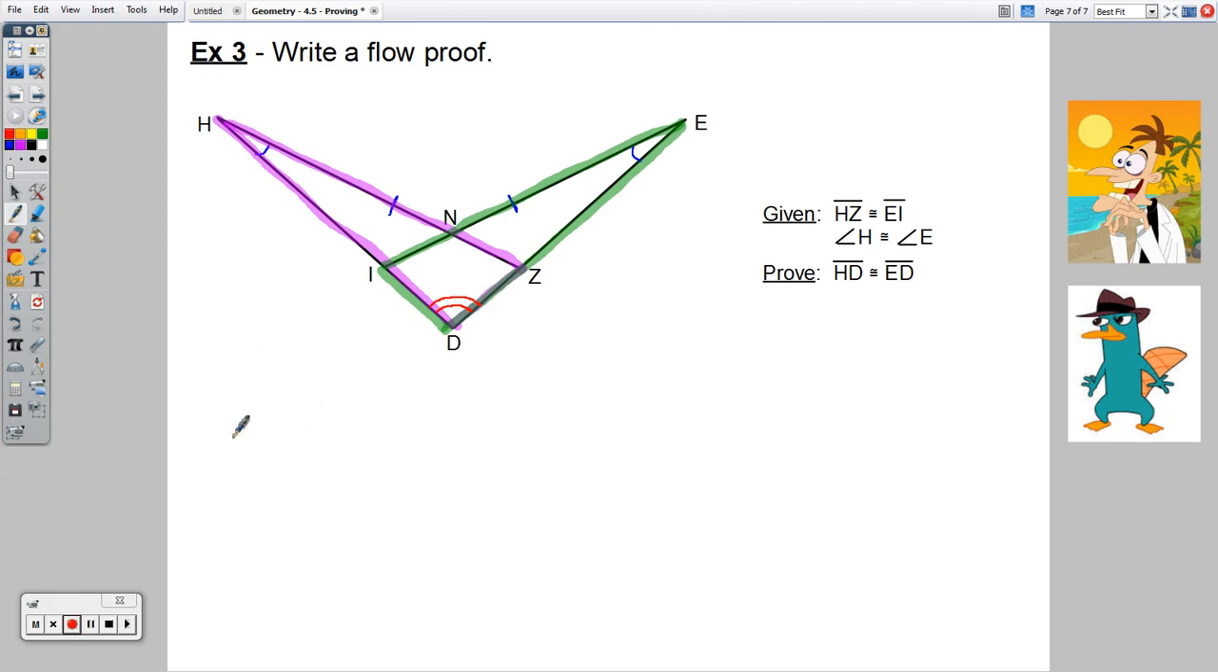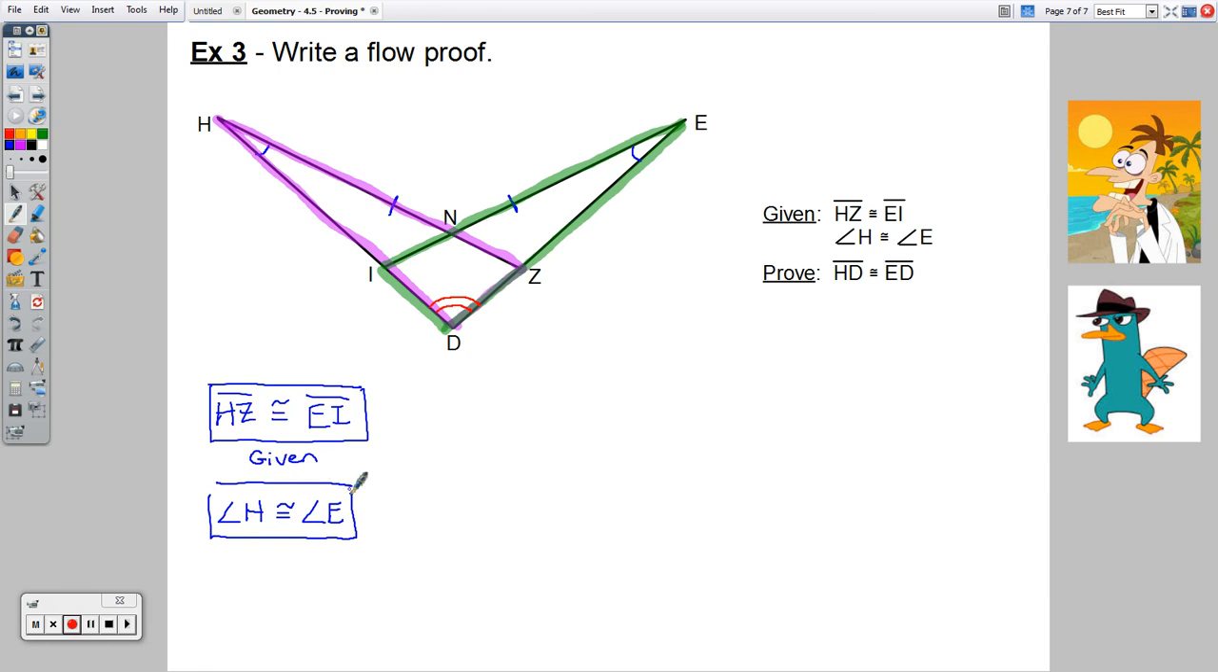And this is a flow proof, so we're putting in those boxes, and then we're going to flow things together. So I have this stuff given. I have HZ is congruent to EI, and that's given. I also am told that angle H is congruent to angle E, also given. And I can see there that angle D is congruent to itself, angle D, and it shares that angle in both triangles.